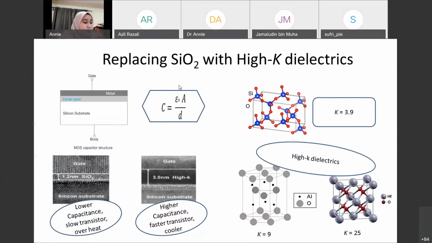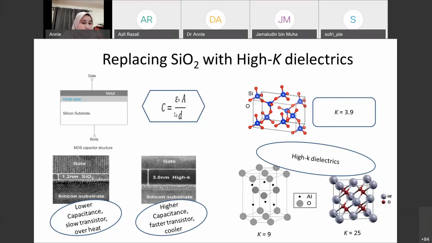plate area and the plate separation, which in our case, the D here is the thickness of the oxide or the dielectric. So in order to increase the capacitance value, normally the thickness of the dielectric should be reduced. However, in the case of silicon dioxide, reduced thickness results in carrier leakage, as the breakdown strength of the silicon dioxide cannot bear a thickness below 1 nanometer.